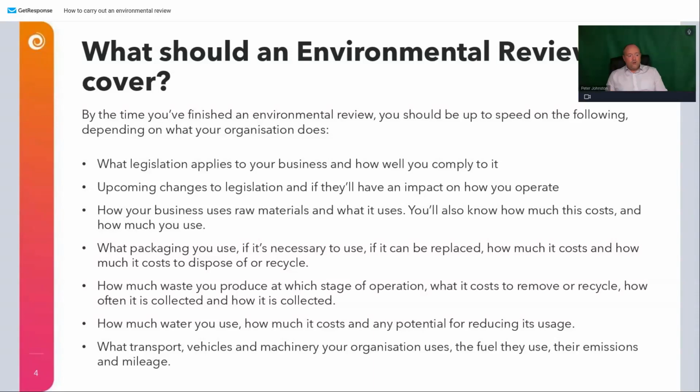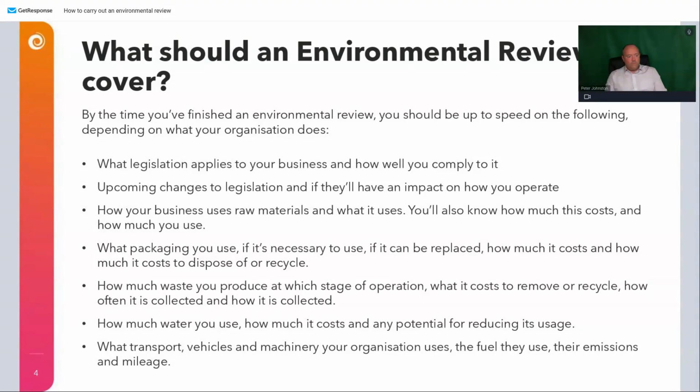So what kind of packaging does your organisation use? Do you even need the packaging? And if you do require it, how could that be replaced? And if it can't be replaced, how could you consider dealing with it, either through recycling or safe disposal routes? How much waste do you produce? Again, if you're a manufacturing organisation, you'll be fully aware of waste during the stages of operation and how much that can cost, how much an organisation can lose, but also from an environmental point of view.